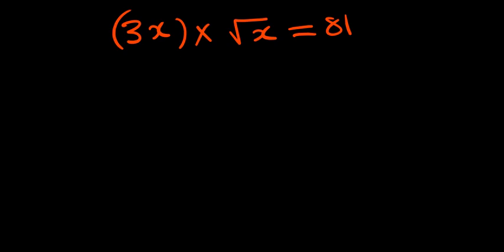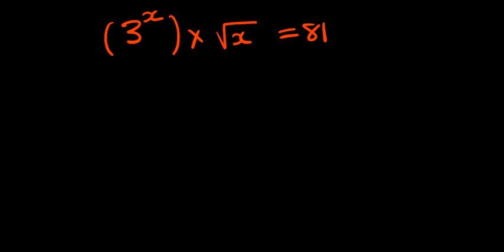So basically, like we've been doing, we're trying to find the value of x. Okay, so let me just write the question nicely. Let's say this is 3 to the power x, not 3x, multiplying by the square root of x is equal to 81.